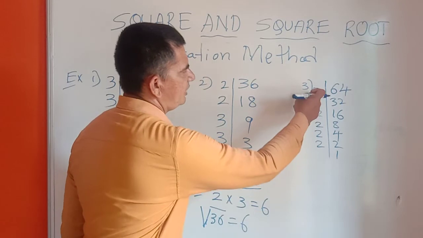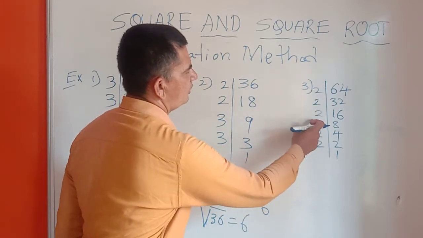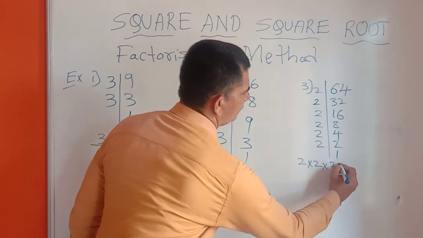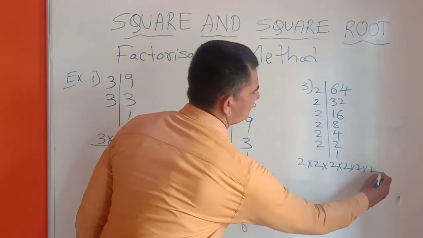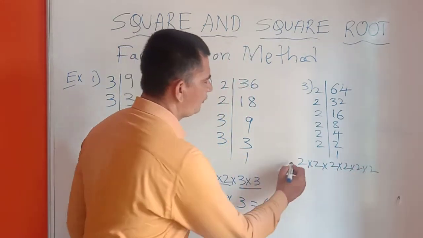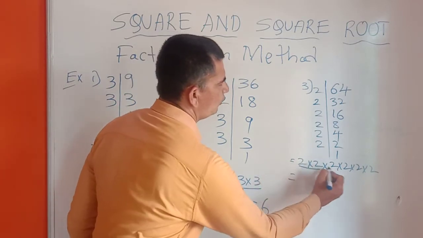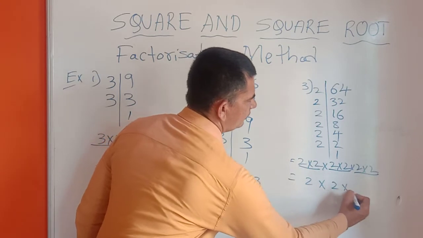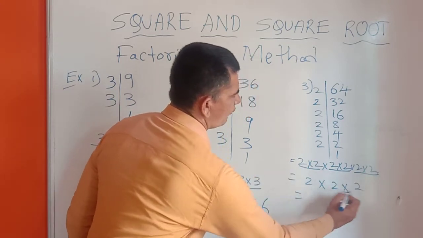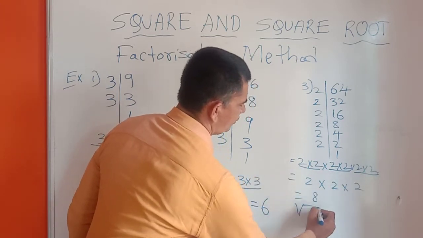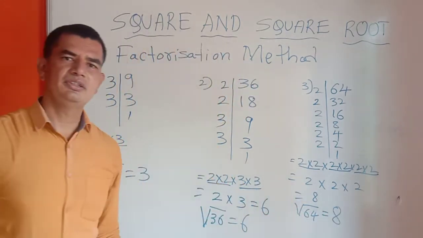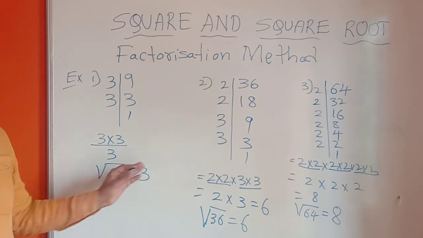Now after this we have to write all these six factors: 2 into 2 into 2 into 2 into 2 into 2. And now the next step is we have to make groups of 2. Now 2 2s are 4, 4 2s are 8. Now the square root of 64 is equal to 8. Okay, friends, like this we have to find it. This is the factorization method.